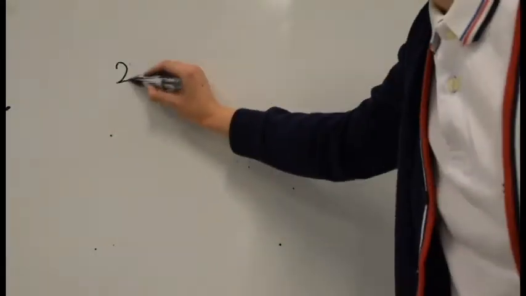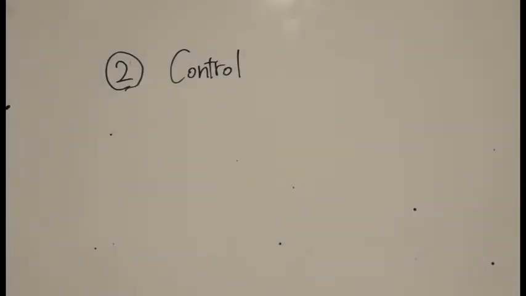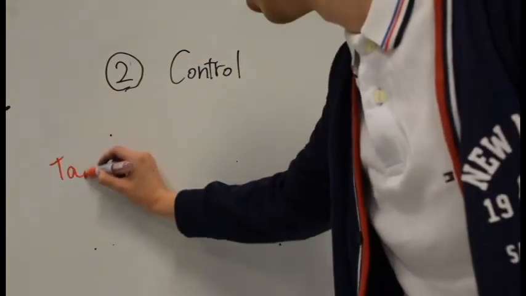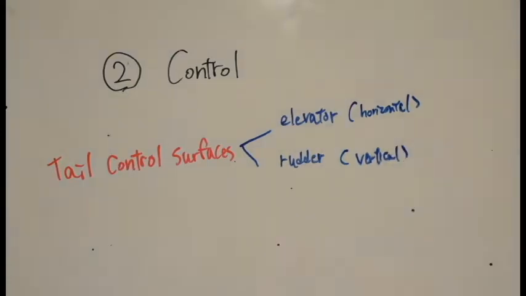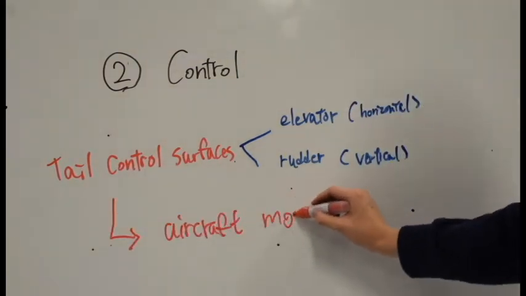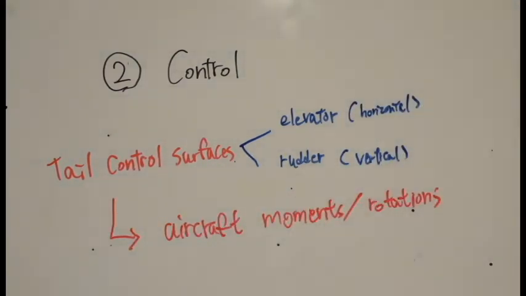Controlling the aircraft motion is the second function of the tail parts. As mentioned, on the tail wings, there are control surfaces. On the horizontal stabilizers, there are elevators, whereas on the vertical stabilizers, there are rudders. When the control surfaces are moved or adjusted, it can change the aircraft's motion through applying moments.